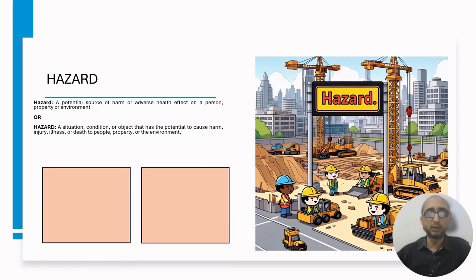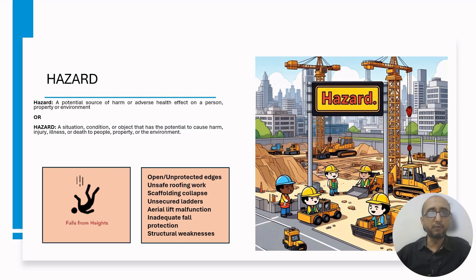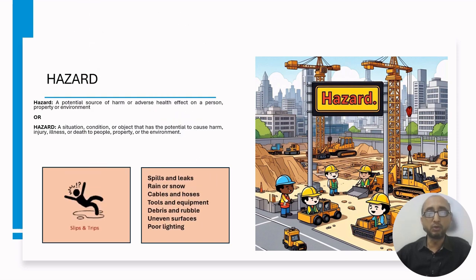Let's look at a few of the examples. So first example, fall from height. It can be due to unprotected edges. You are working on an unsafe roof, or you are working on scaffolding, it may collapse, etc.